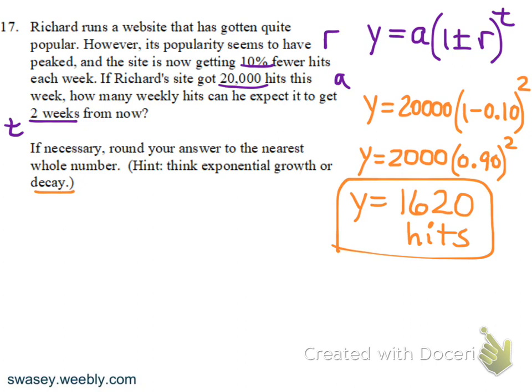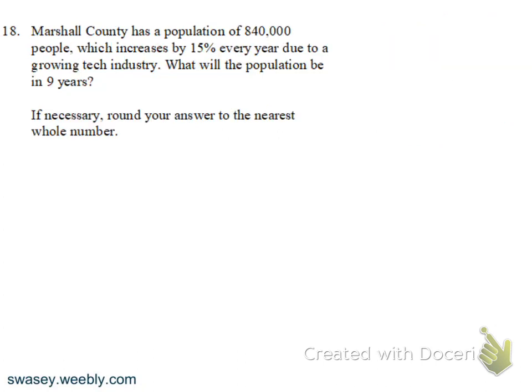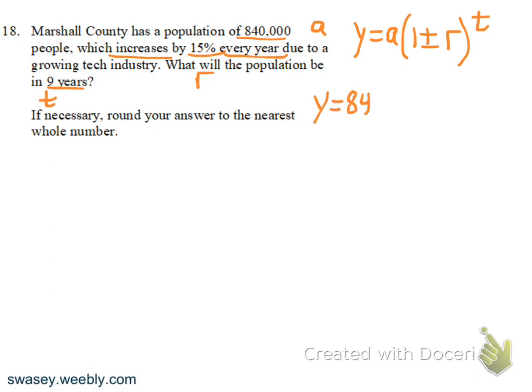Again, this was exponential decay. This one, they're increasing by 15% every year. So we've got our starting amount, 840,000. Our r is 15%, and then t is 9. Substitute in 840,000 as a, times 1 plus, because it's increasing, 15%, or 0.15. And then your exponent's the number of years.